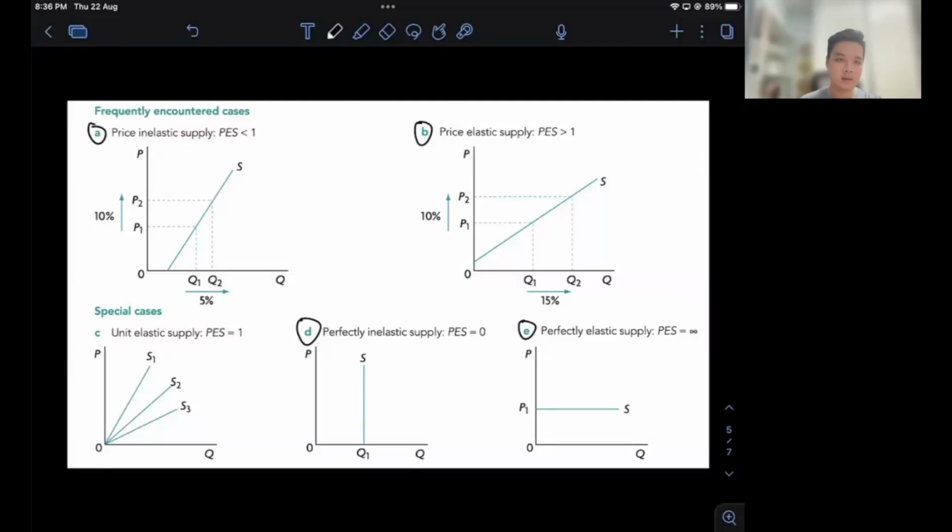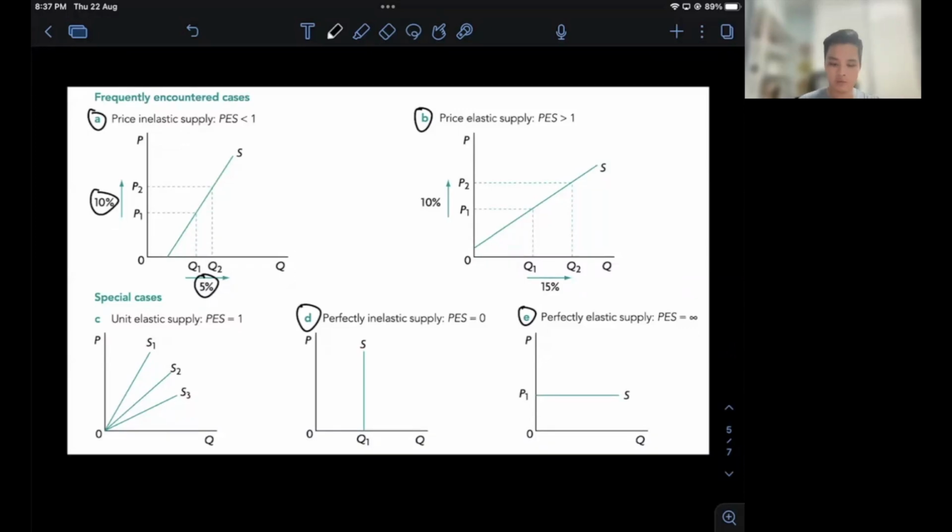In the first diagram, on the left, diagram A, we see that a 10% increase in price from P1 to P2 only leads to a 5% increase in quantity supplied from Q1 to Q2. So this means that the proportion of price increase is higher than the proportion of increase in quantity supplied, which also means that the supply for this good is inelastic. Because if we put these values into the formula, the PES is only 0.5. If you take 5% divided by 10%, it gives you 0.5, which is why goods with an inelastic supply have a PES of less than 1.